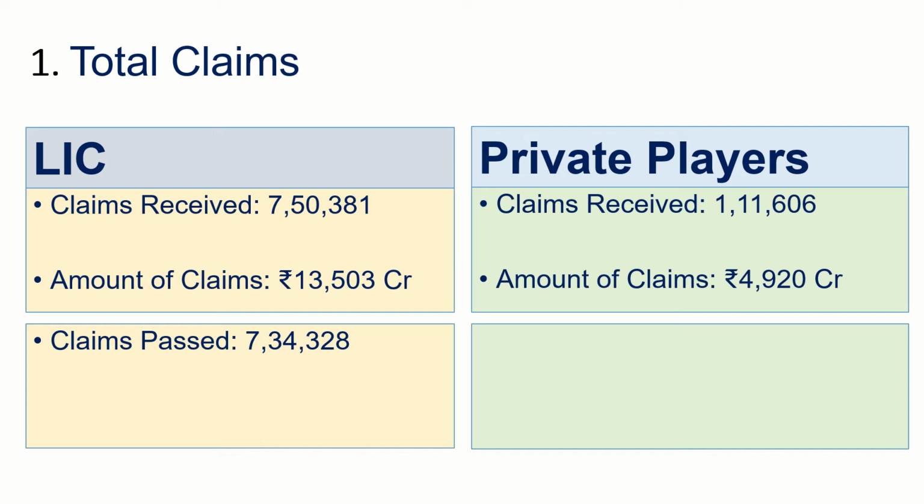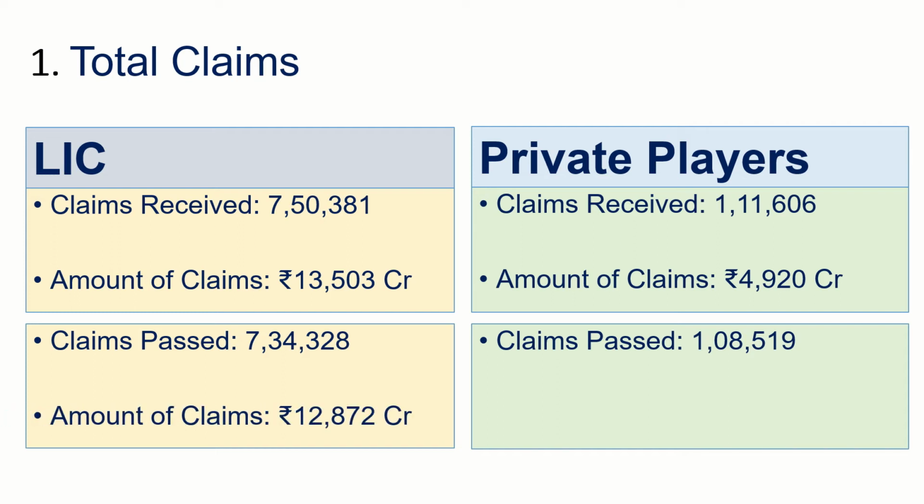Now the claims passed. LIC passed a total 7,34,328 claims out of 7,50,381, whereas the private players passed 1,08,519 claims out of 1,11,606 claims. The amount of claims passed by LIC was 12,872 crore, whereas for the other players it was 4,493 crore.